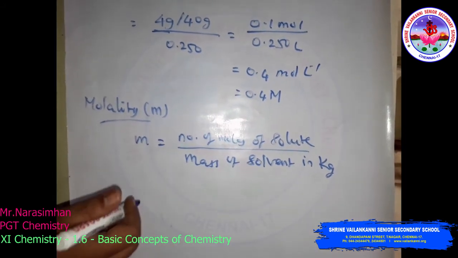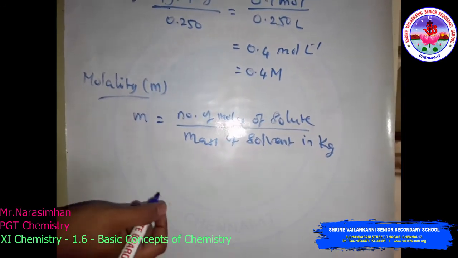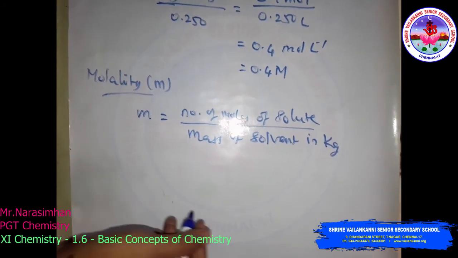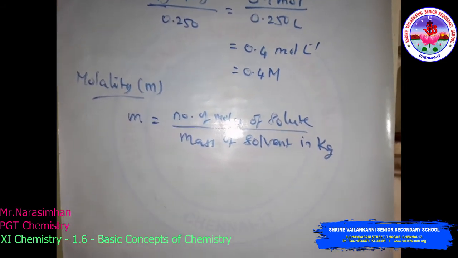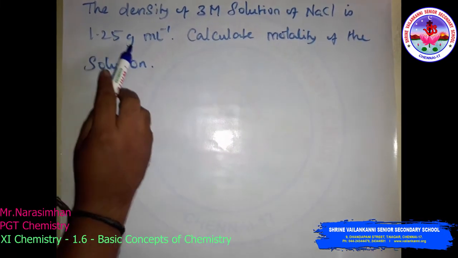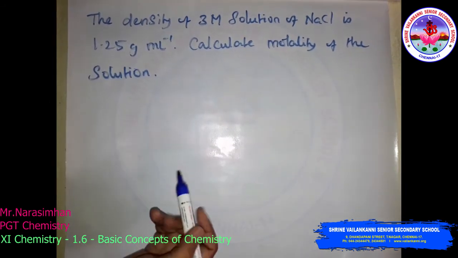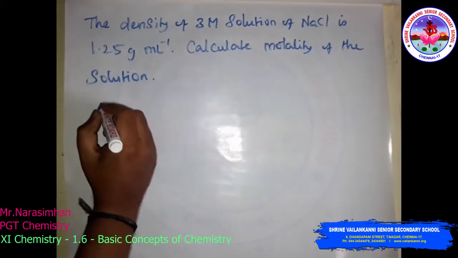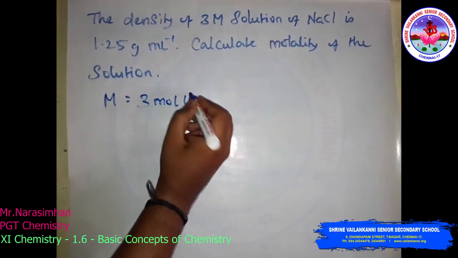We can also calculate the molality using the density of the substance. The density of 3 molar solution of NaCl is 1.25 gram per milliliter. Calculate the molality of the solution. So here what is given? The molarity is equal to 3 mole per liter.